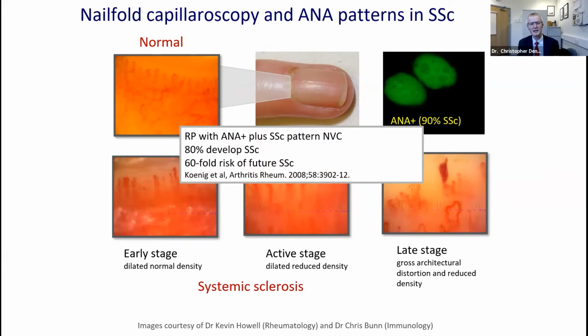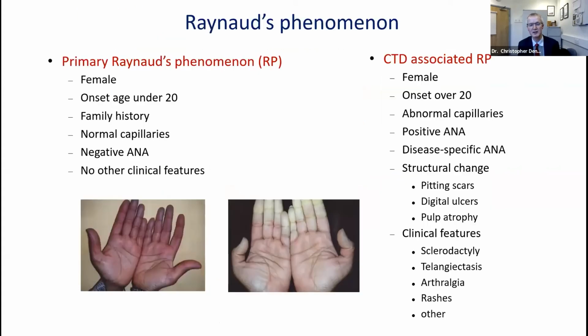What was very nicely shown in a study that came out of Montreal a few years ago now was that if you have the scleroderma pattern of capillaries and an antibody, even if you don't have clinical features of systemic sclerosis, you have an enormously high chance of developing systemic sclerosis during your follow-up period. 80% in this study of patients, when they were followed for up to 10 years, ultimately developed systemic sclerosis.